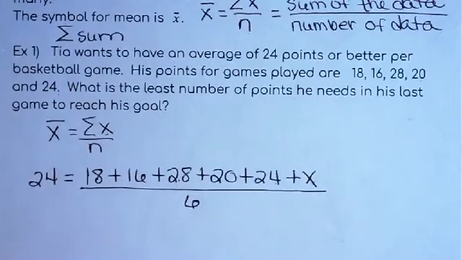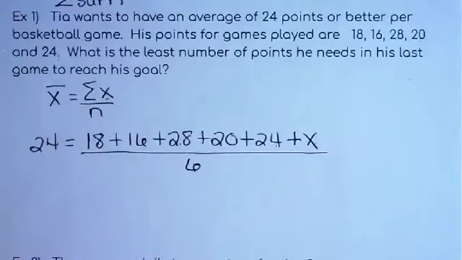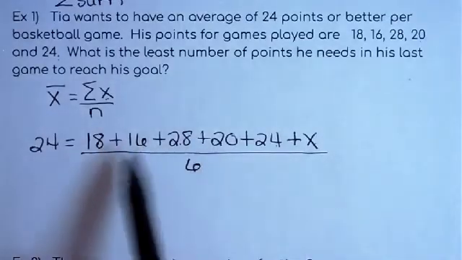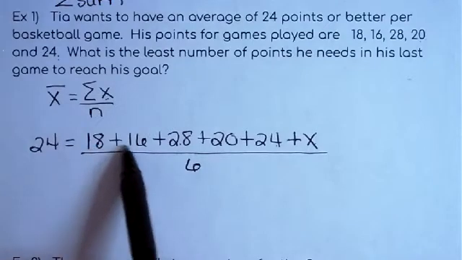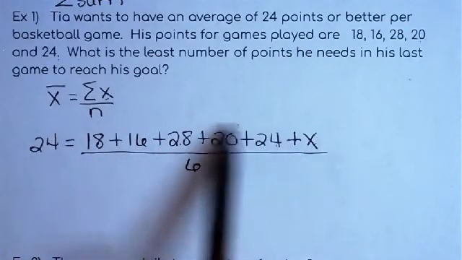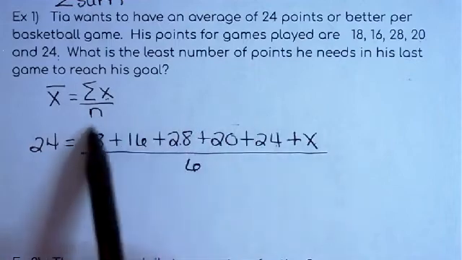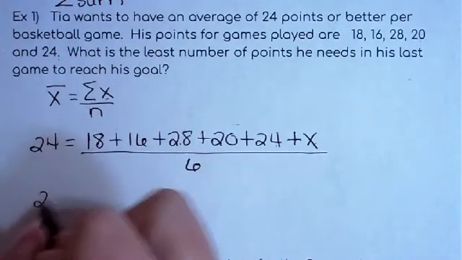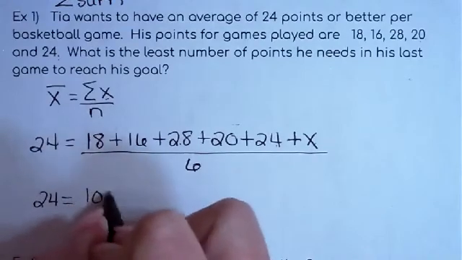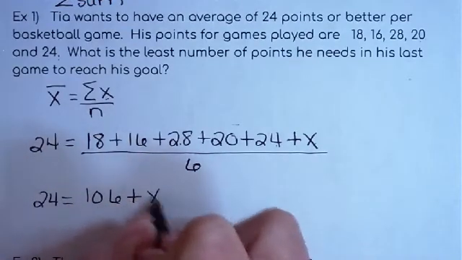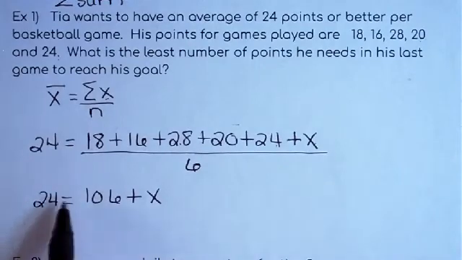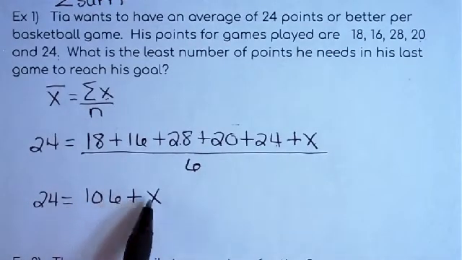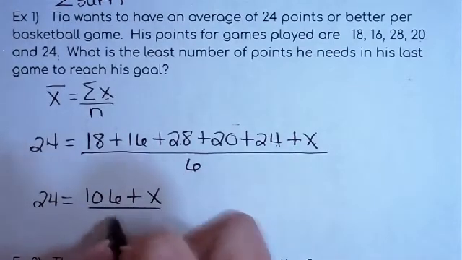Now the rest of this is just straight adding and subtracting, and you can use your calculator to do this. So what I'm going to do, first thing is think about order of operations, and I'm going to add all of these numbers together, these 5 numbers. So I'm going to grab a calculator, I'm going to chuck them all in, I'm going to add them all up. When I add them all up, what I get is 106. So my next line is going to be 24 is equal to 106 plus that x, all divided by 6.